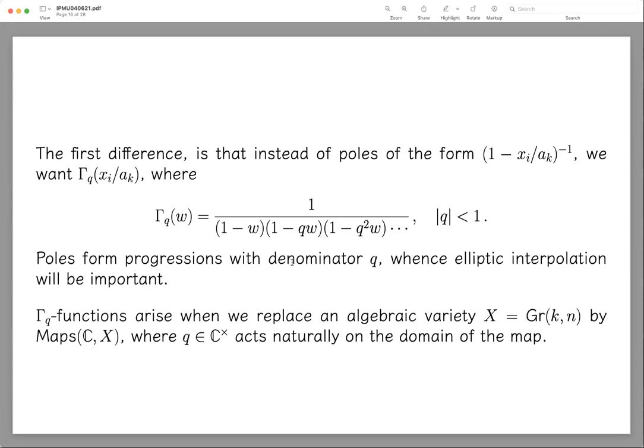So this is one thing, the q-gamma functions, and instead of considering algebraic varieties, we'll be doing maps to algebraic varieties, loops or polynomials with loops or something like that. Loops would be more like elliptic functions. This is just polynomials with values in an algebraic variety, maps from C to an algebraic variety.